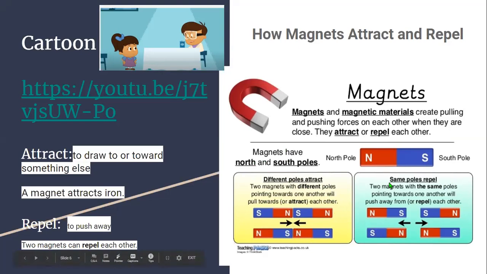And then over here, they're saying same poles repel. Two magnets with the same poles pointing towards one another will push away from or repel each other. So we can't get these two south poles to connect, and we can't get these two north poles to connect. So again, attract, to draw to or towards something else. A magnet attracts iron. Repel, to push away. Two magnets can repel each other.